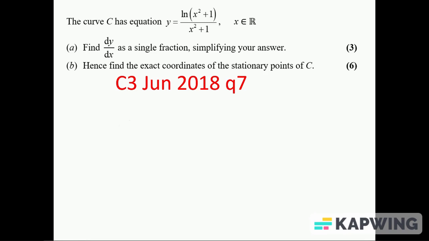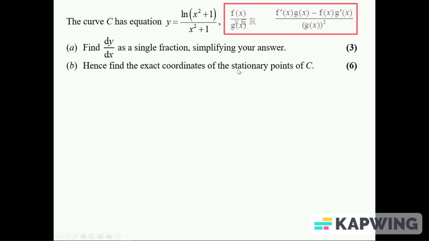Right, this is the old specification C3 June 2018 question 7, a bit of differentiation with the quotient rule. So you're going to find dy by dx, and y is equal to that, and the exact coordinates of the stationary points. It's the quotient rule. So if I want dy by dx, I need to do the top line differentiated.